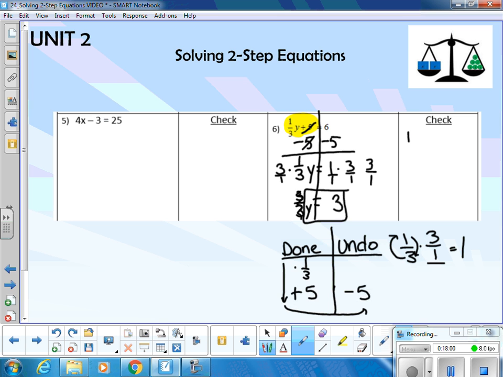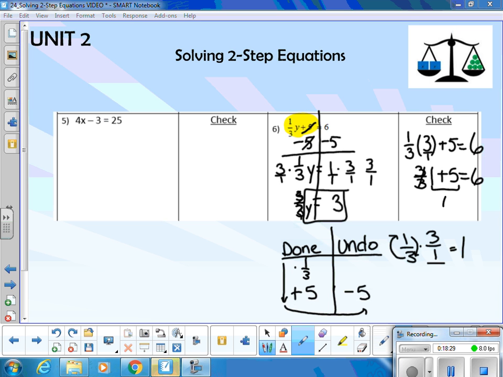So let's check and see if that works. 1/3 times 3 plus 5, does it give you 6? We follow order of operations. 1/3 times 3/1 gives you 3/3, which is the same thing as 1, plus 5 equals 6. 1 plus 5 is 6. 6 equals 6. And my answer is correct.